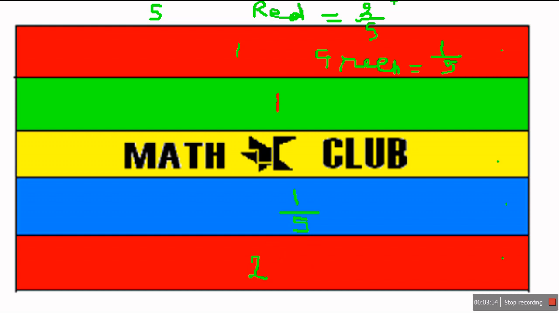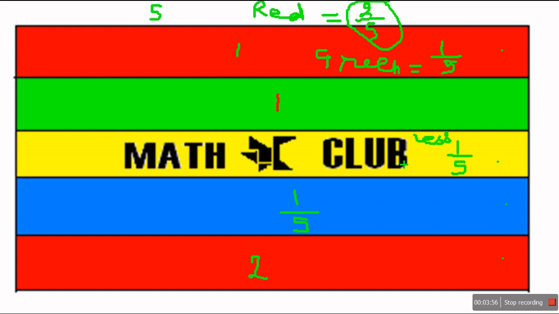Red we have already done. So the question is about the yellow strip. Is the yellow strip 1 upon 5? Because yellow is 1 strip, is the portion of yellow 1 upon 5? No, it is less than 1 upon 5. Why is it less than 1 upon 5? Yes, because of the same reason as in our national flag, where the middle portion has the Ashoka Chakra in blue color, so that makes the white portion less than 1 upon 3.